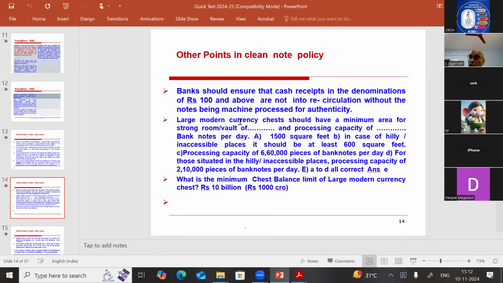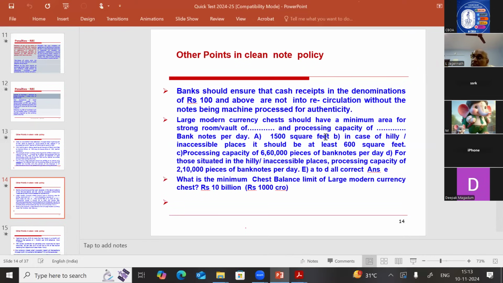Then, I told you what is a large modern currency chest. This question was asked last time. A large modern currency chest should have a minimum area for strong room, vault, and processing capacity. Whether a currency chest is a large modern currency chest or not is fixed by RBI, based on the minimum area of the strong room or vault of the currency chest, and also based on the note sorting processing capacity. Suppose the area of the currency chest's vault, that is the strong room, is 1500 square feet. It is called a large modern currency chest.